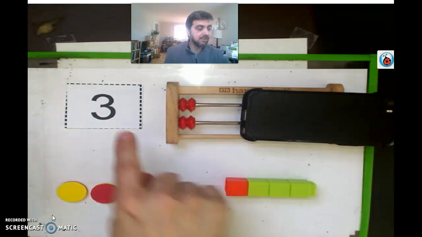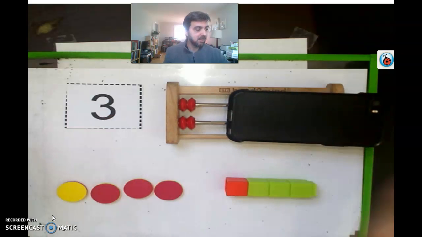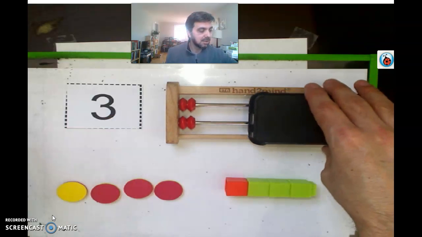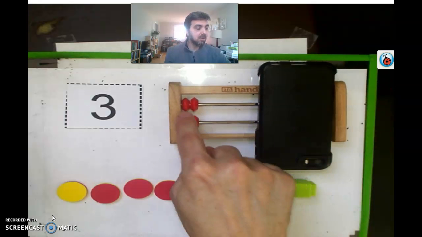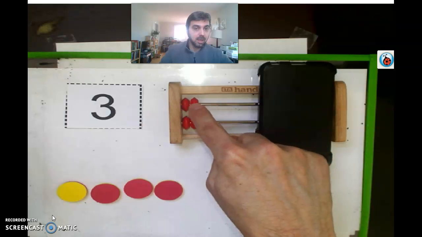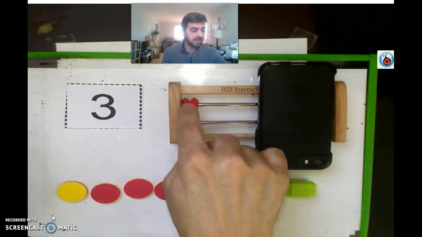Let's take a vote. Who votes for the 3? Raise your hand to get rid of the 3. Raise your hand to get rid of the rekenrek, the counters, the cubes. Let's take a look. We have 3 here. Up here we have 1, 2, 3, 4, because 2 and 2 makes 4.